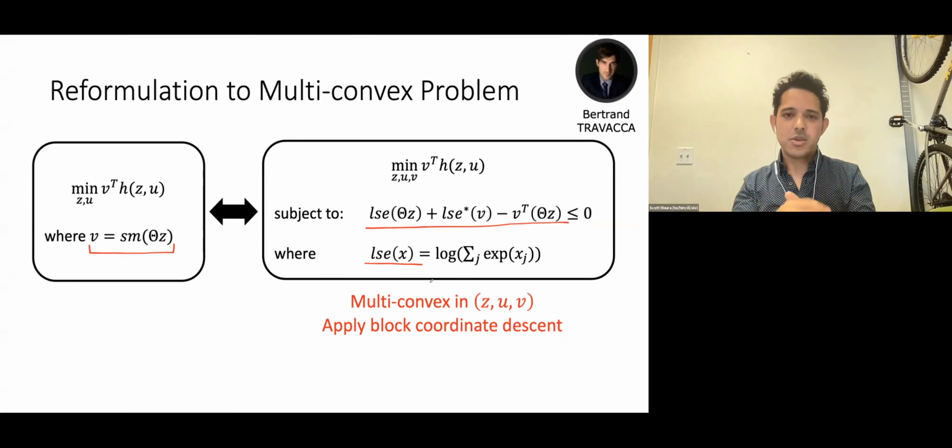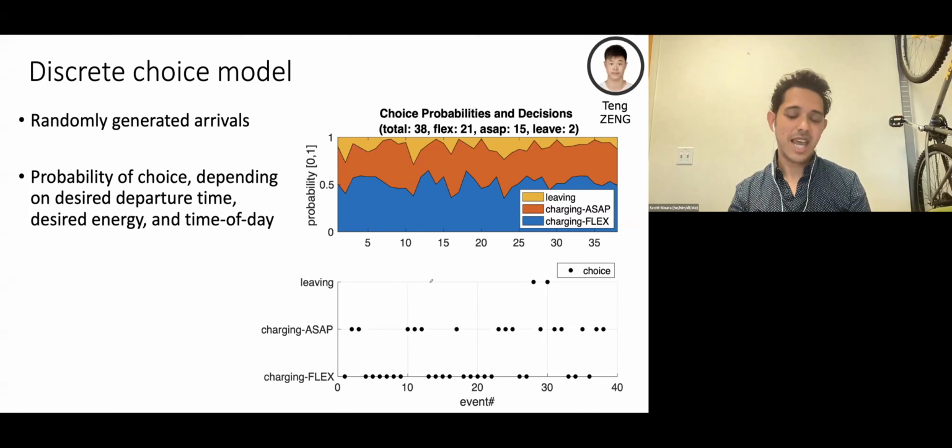Here, we're just randomly generating choices that users make. They might pick flex, they might pick ASAP. And actually, I hid another detail from you, which is there's a third option: they're just upset with everything and they just leave and charge at home or charge somewhere else or don't charge.